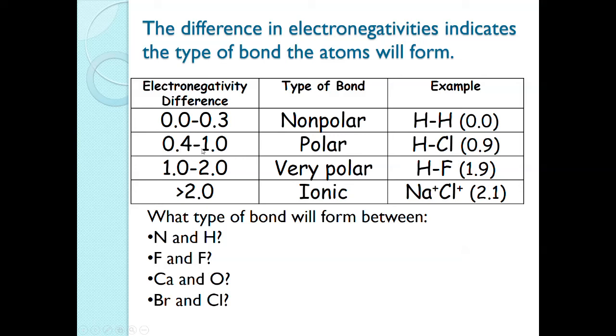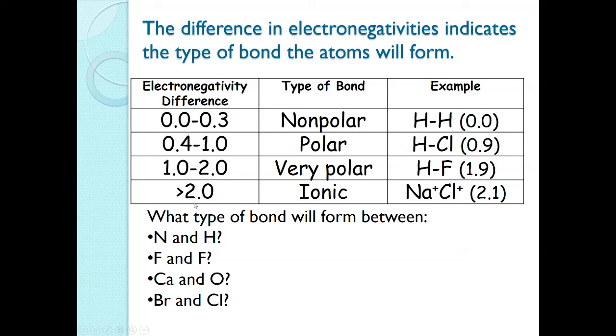Okay, you also have an electronegativity difference of 0.4 to 1. That's a polar bond. So an example of that would be hydrogen and chlorine. The difference between them is 0.9, so that would be a polar bond. If they have a difference of 1 to 2, then that's going to be considered a very polar bond. So an example of that would be hydrogen and fluorine. They have a difference of 1.9.